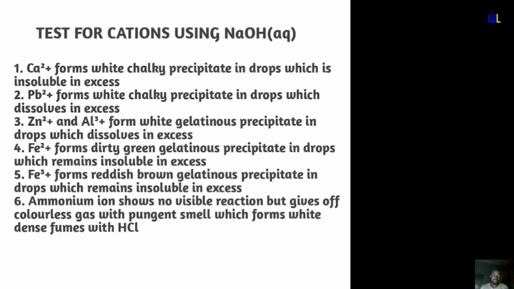So just have that in mind, that when you're considering the use of NaOH, when you put it in an iron 2 salt, you have a dirty green gelatinous precipitate in drops, and that gelatinous precipitate will remain insoluble even in excess. In the case of iron 3, you have a reddish brown gelatinous precipitate in drops, which remains insoluble in excess. Then finally, we come to ammonium ion.